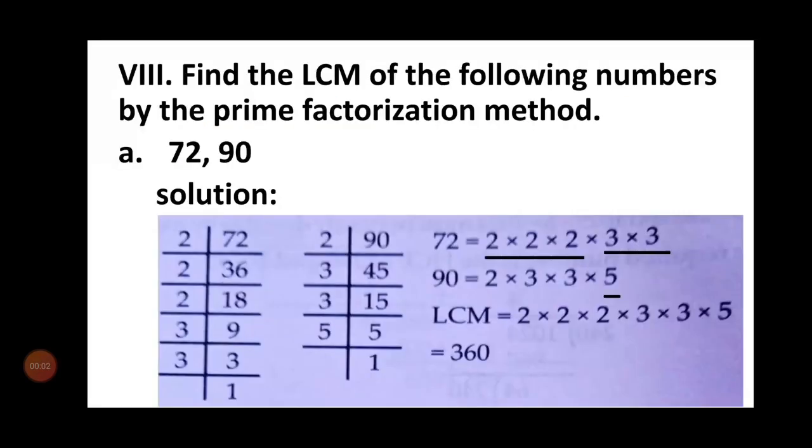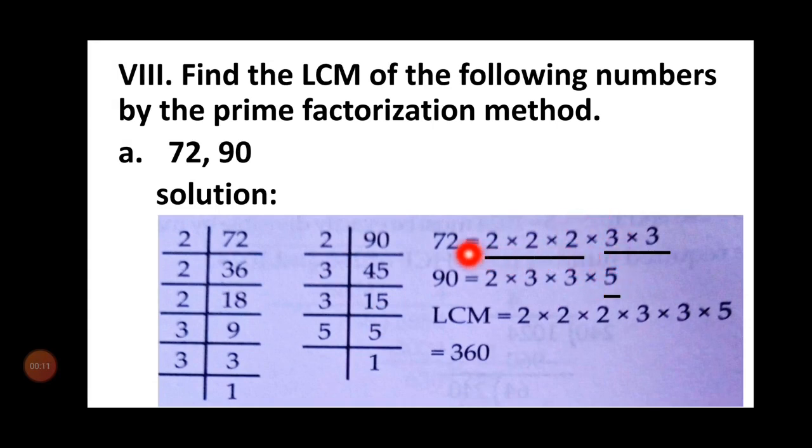Letter A, find the LCM of the following numbers by the prime factorization method. A, 72 and 90. Write down the solution as usual. Take and write all those factors. Here we have three different numbers, 2, 3 and 5. First go with the 2.